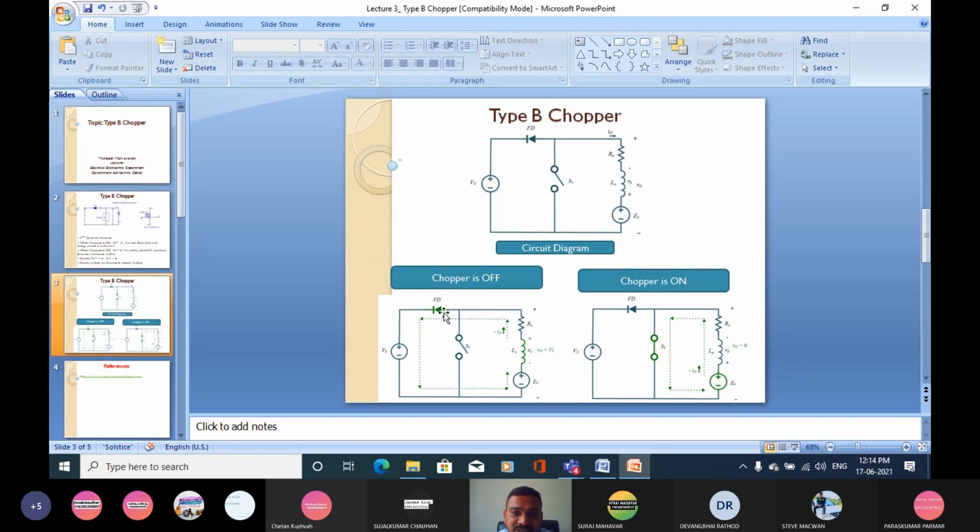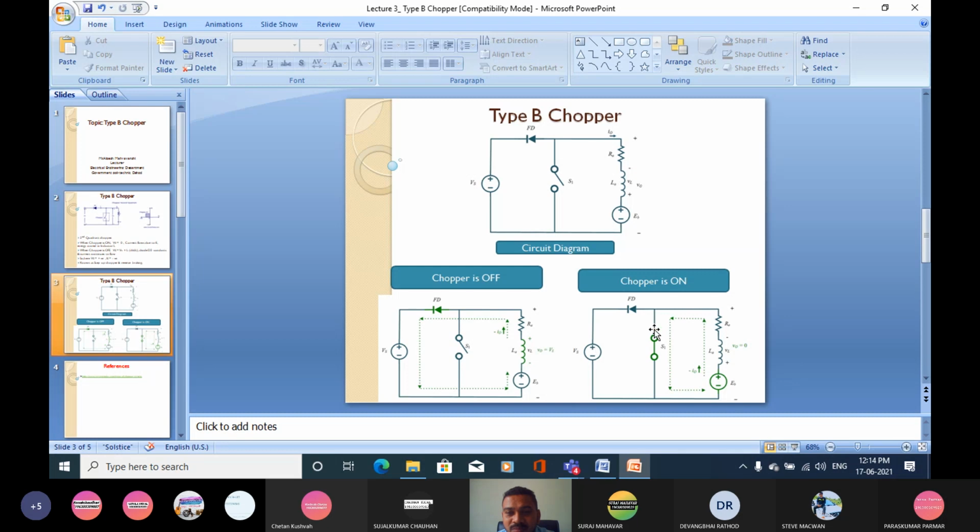Which type of connection? The anode of the freewheeling diode is connected to higher potential, and the cathode of the freewheeling diode is connected to the lower potential. So now this freewheeling diode becomes on, and as it becomes on, in which direction will the output current flow? The output current will flow from this EMF source to inductor to resistor to freewheeling diode to main source, and once again it goes to the EMF source.